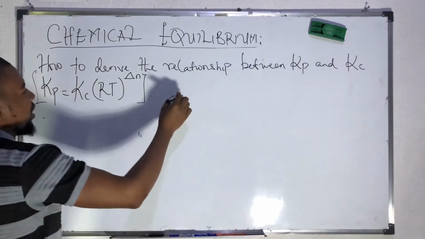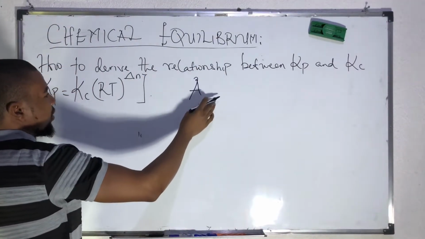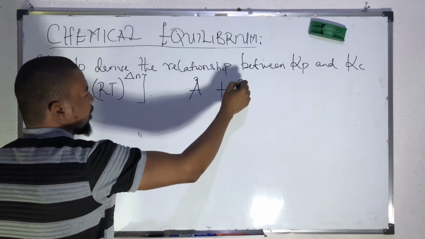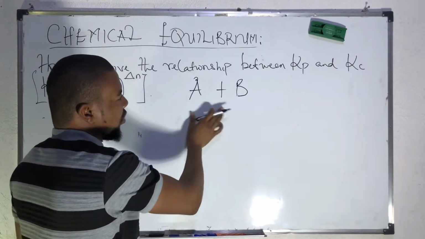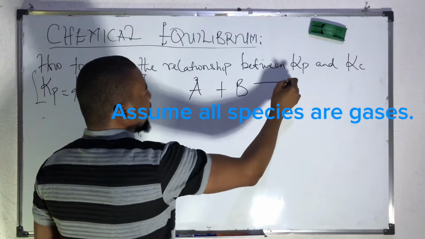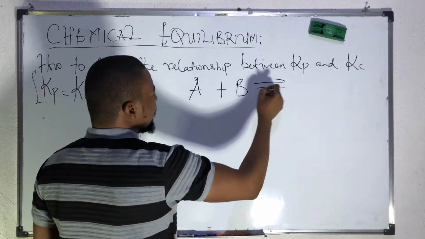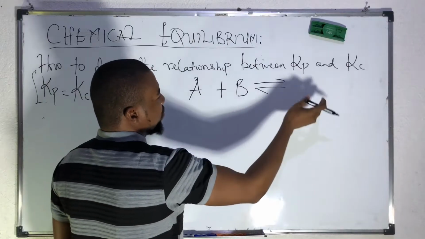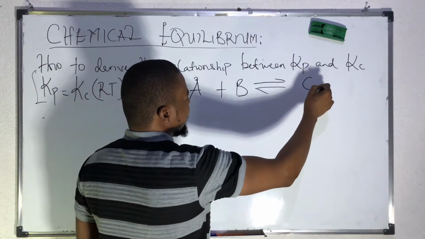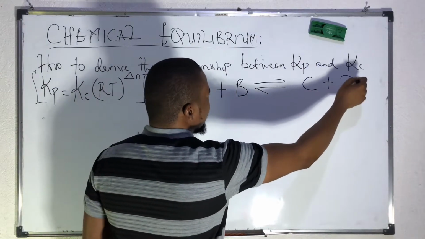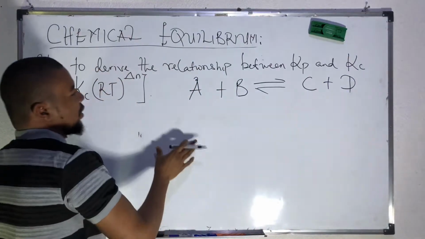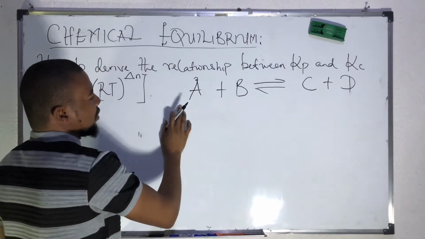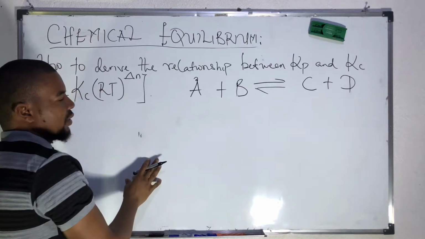Let's assume we have reactant A plus reactant B. These are 2 reactants on the left. And so they react to give us products, and those products are C and D. Next up, we're going to attach their stoichiometric coefficients.